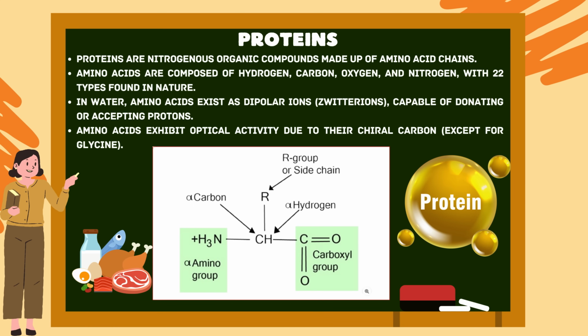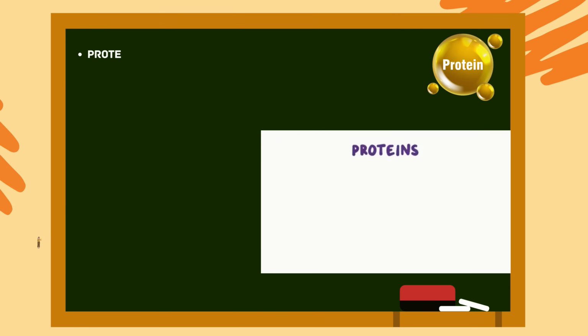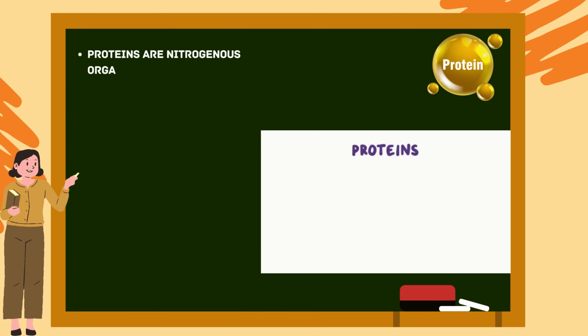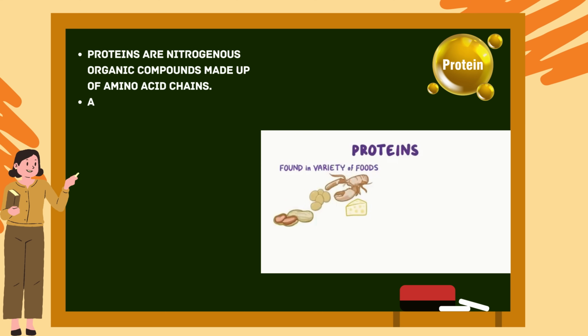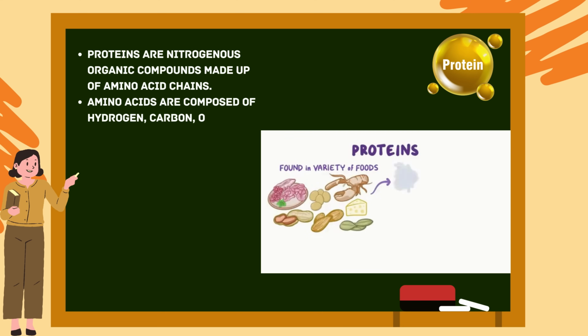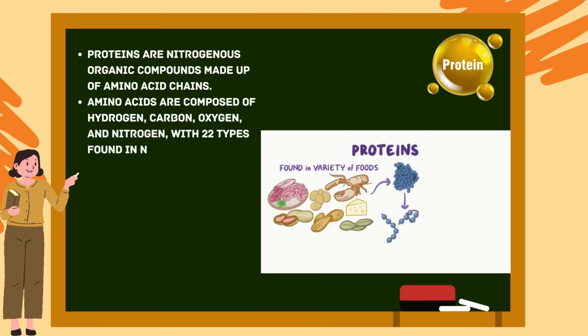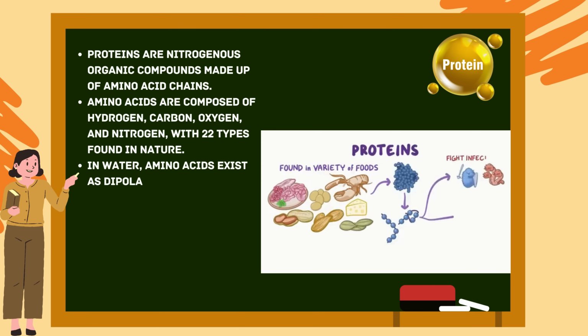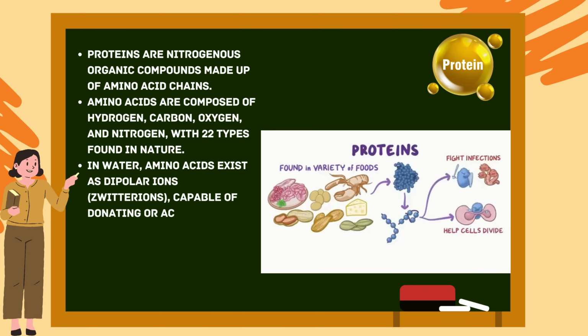Let's understand in detail. Protein is an essential part of human diet. It's found in a variety of foods like eggs, dairy, seafood, legumes, meats, nuts, and seeds. Regardless of the source, the protein that we eat gets broken down and reformed into new proteins in our bodies. These proteins do everything from fighting infections to helping cells divide. You name it, they are doing it.